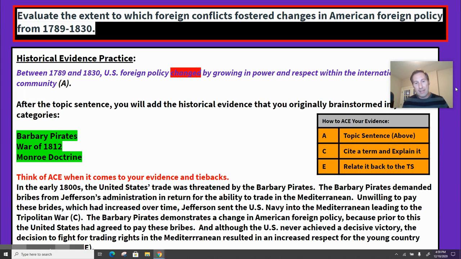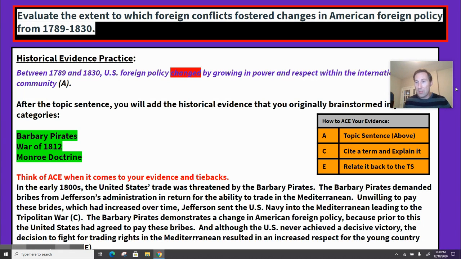In the early 1800s, the United States' trade was threatened by the Barbary Pirates. The Barbary Pirates demanded bribes from Jefferson's administration in return for the ability to trade in the Mediterranean. Unwilling to pay these bribes, which had increased over time, Jefferson sent the U.S. Navy into the Mediterranean, leading to the Tripolitan War. Now, here's the thing. I'm giving a lot of information here. I'm a history teacher. You probably don't have to be this detailed. Typically try to have about two specific details about each piece of evidence. But what I've done here for my C is I've just laid out, without a doubt, what the Barbary Pirates were in history.